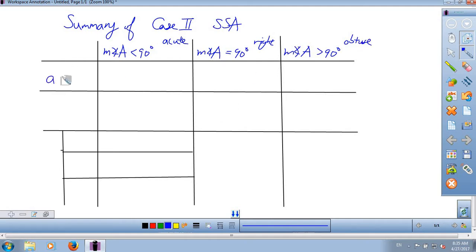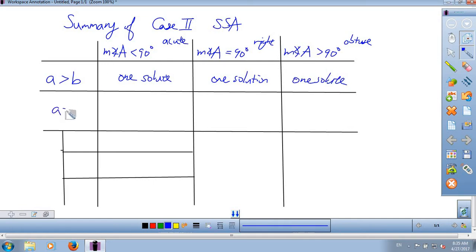The first row will be when A is greater than B. Now, pay attention: A is the side opposite the given angle. So if they give you angle B, then we have to switch B and A here. If A is greater than B, then there will always be one solution: one solution, one solution, and one solution. It will be an acute triangle here, a right triangle here, and an obtuse triangle here.